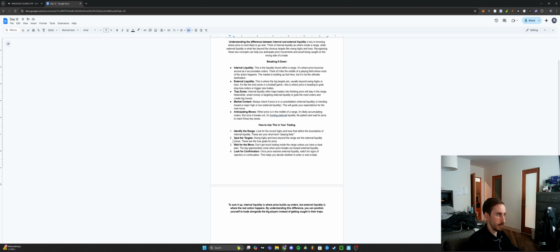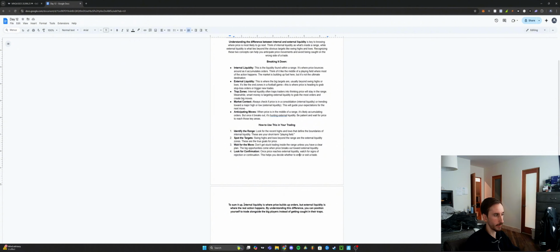Spot those targets. Wait for the move. Don't get stuck trading inside of the range. It's not good, trust me. I've been there and I've lost plenty of times trading inside the range while I was learning. Again, after all that is done, you need to look for the confirmation. Once price reaches that external liquidity, watch for signs of rejection or continuation. This helps you decide whether to enter or exit a trade.